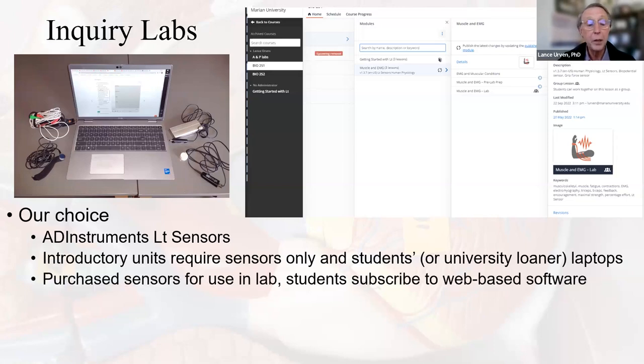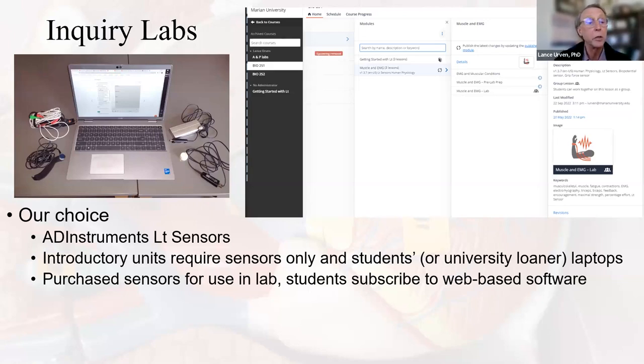And then we bought those sensors because they are a bit pricey. And then the students subscribe to the software. And that software includes the pre-lab instruction, the actual collecting of data, and the post-lab work on analyzing the data and interpreting it. And it's all web-based. So the company will make adjustments to that, corrections to that, fix it, make it more usable. We don't have to worry about the programming. We don't have to worry about whether that's working in our computer. All we have to do is connect to the web.